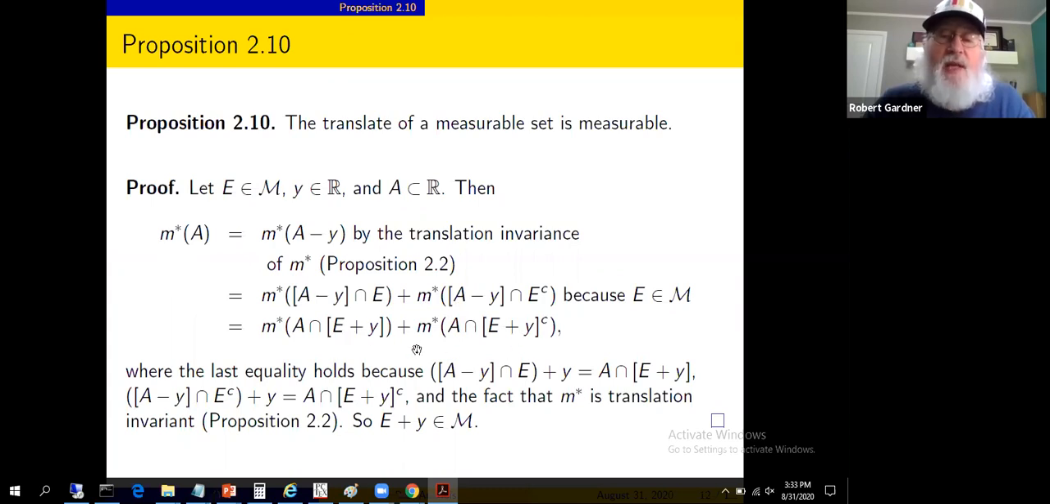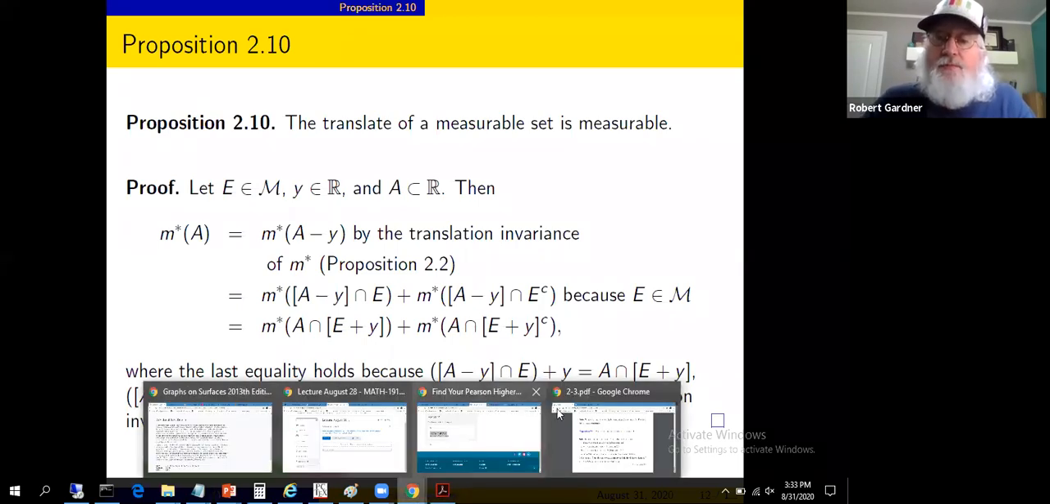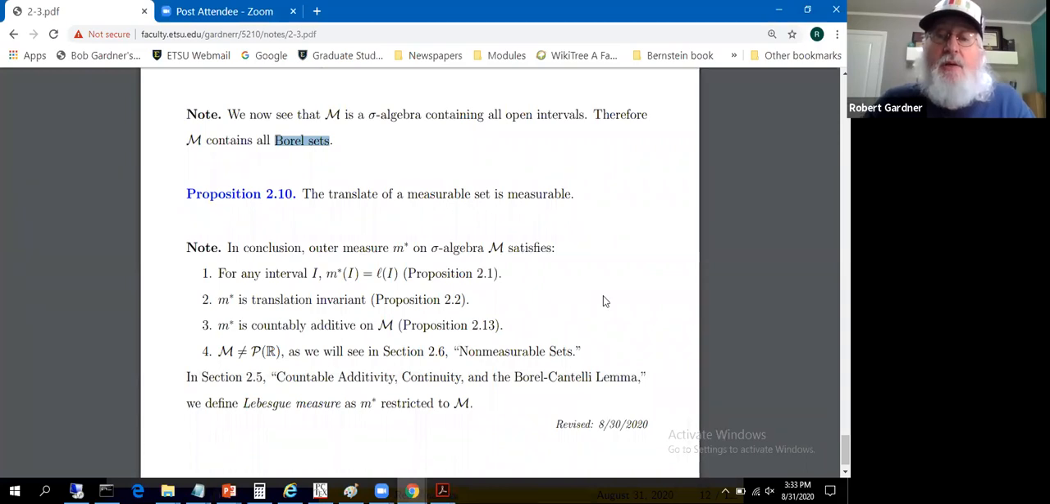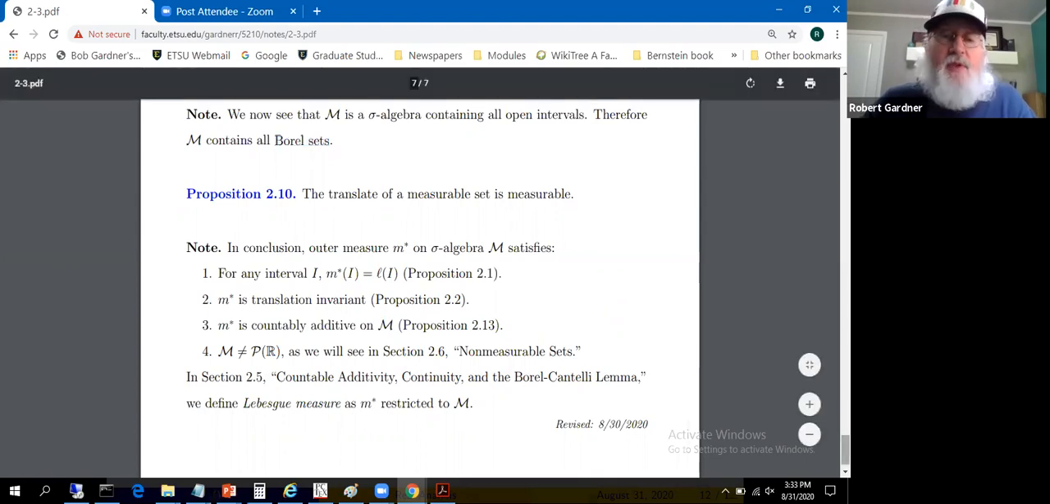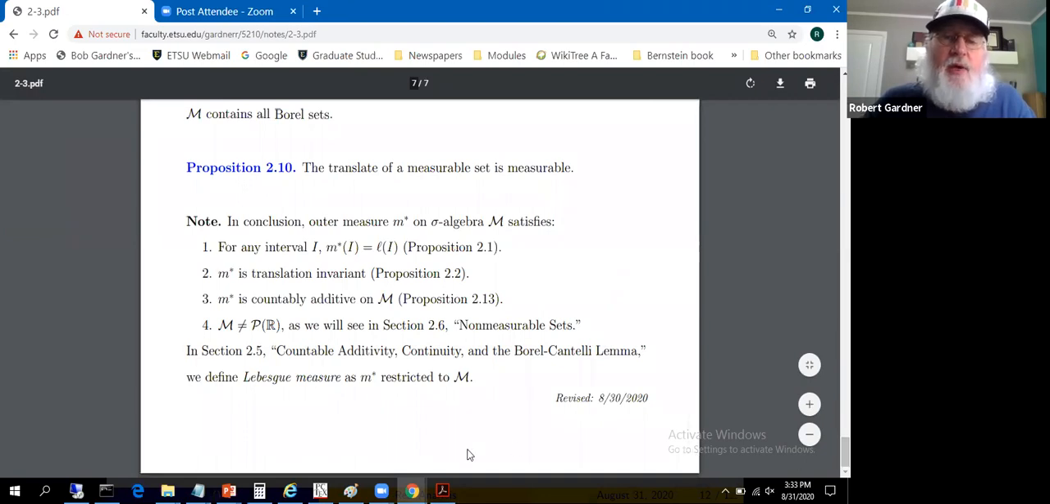That means this set and the set with a complement on it, satisfying this equation for arbitrary set of real numbers A, that set satisfies the splitting condition. That's a measurable set. So translations of measurable sets are measurable, and their measures satisfy the properties they should. We've got translation invariance.